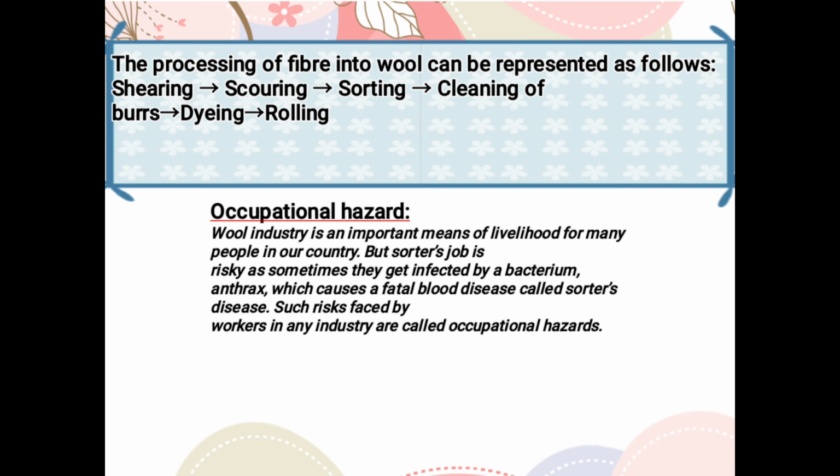So the processing of the fiber into wool can be represented as below. The first step is the shearing. First of all, the hair of the sheep's body is removed from the sheep. Afterwards, it is washed properly in the tank, so that all the dust, grease, etc. can be removed. This is called scouring. After that, different kinds of textures of the hairs are separated, so this is called sorting. And after that, the cleaning of burrs, we are cleaning some small kinds of fibers that are found in the hairs, that is called cleaning of burrs.